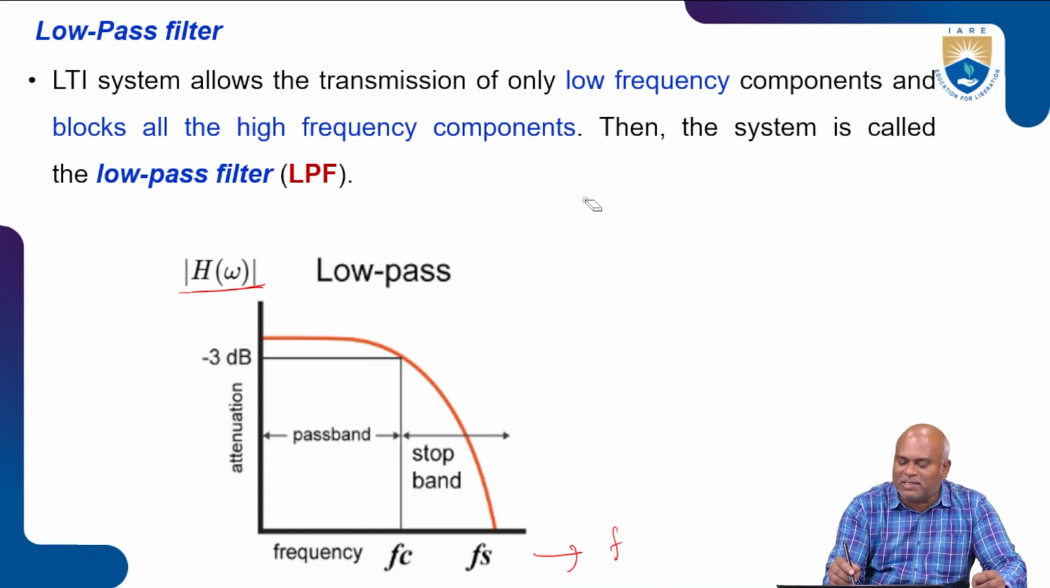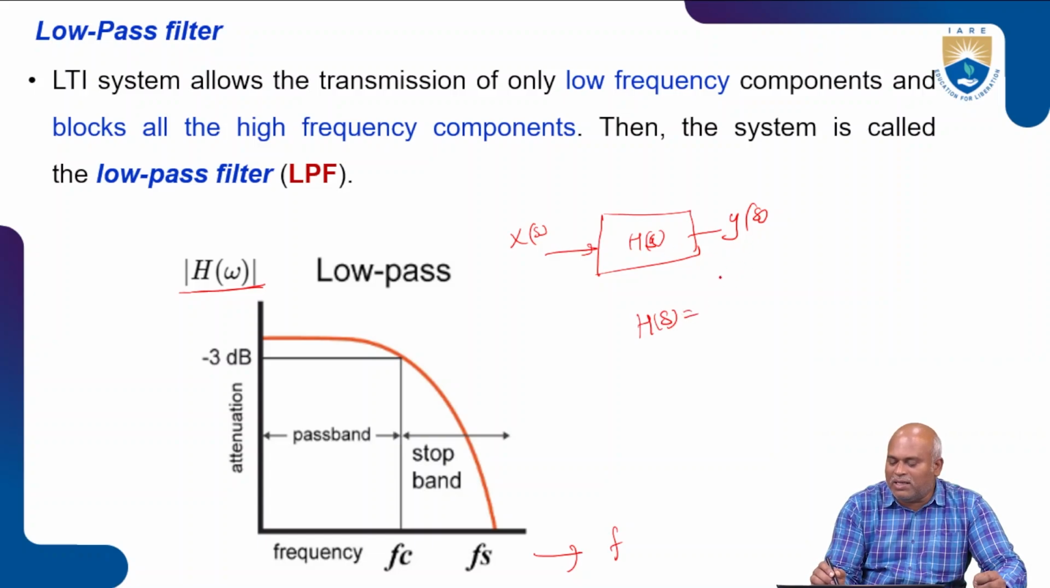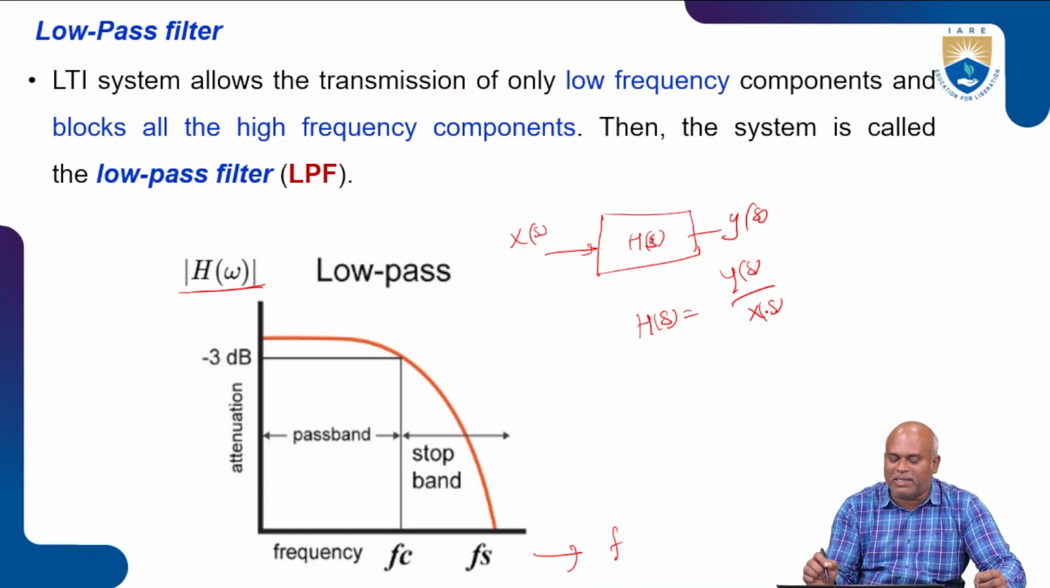Now we take the Laplace transform domain. This is a system where we give the Laplace transform of the input, and the system performance H of S produces Y of S. Now this works as a low pass filter. I write H of S equal to Y of S divided by X of S in the Laplace domain.